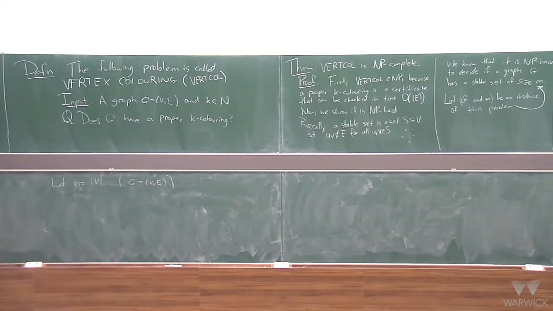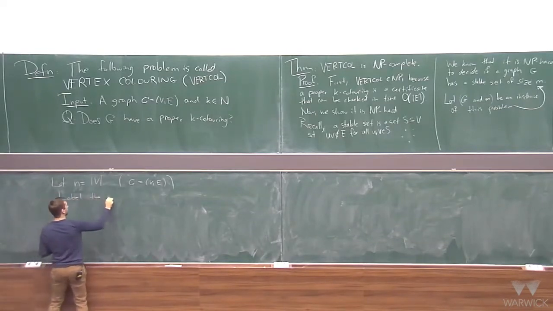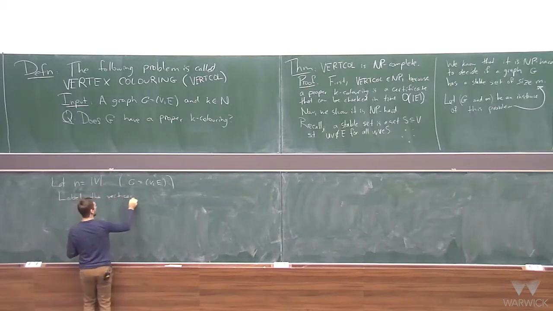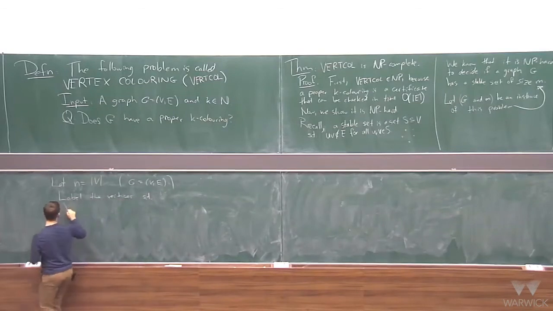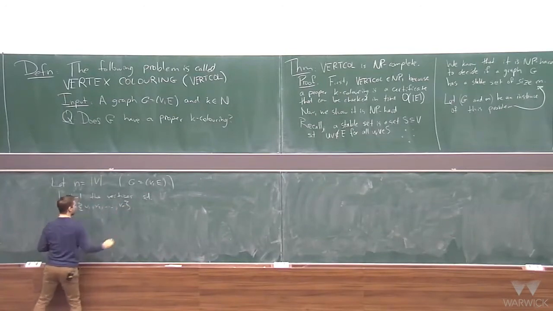So here G is this, right? And I can give the vertices names. I can just label the vertices so that the vertex set is V1, V2 up to Vn. I just give the vertices names V1 up to Vn in any way. Okay.